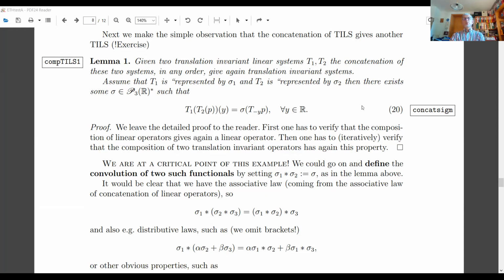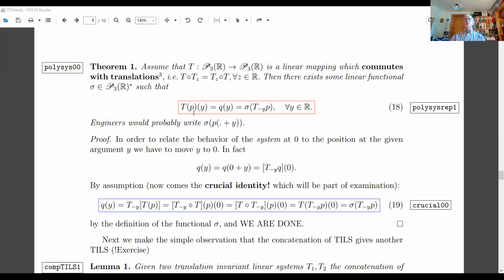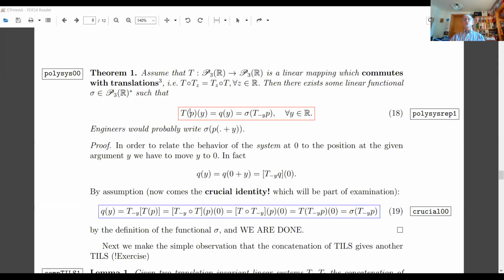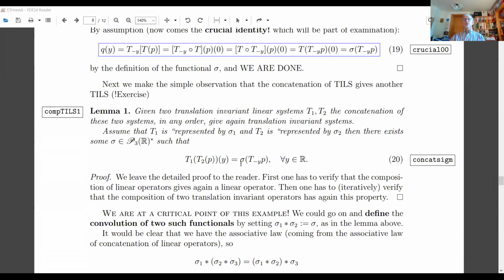So also a composed operator where you apply T2 first and then T1 will be written with some sigma. Actually, as I mentioned already, for a uniquely determined sigma. So if somebody is giving you sigma 1, sigma 2, you can define the convolution by saying, okay, every linear functional defines by the rule which we had above an operator which commutes with translation. Take these two operators and make the composition, and then there will be some uniquely determined sigma.